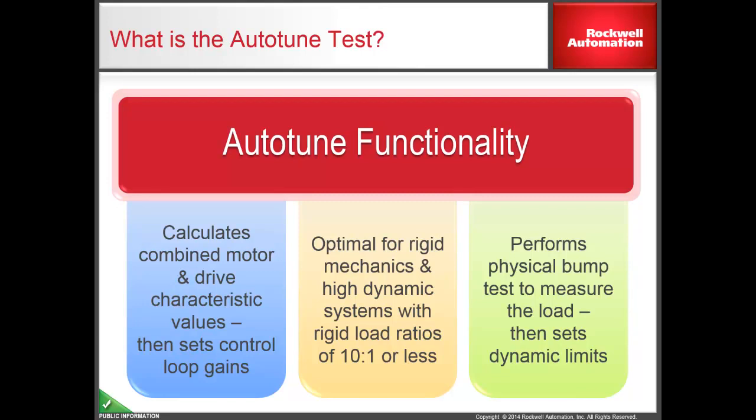The auto-tune function also performs a physical bump test that quickly measures the load ratio of the system. This load information is then used to set the dependent axis parameters, including the dynamic limits for the axis.